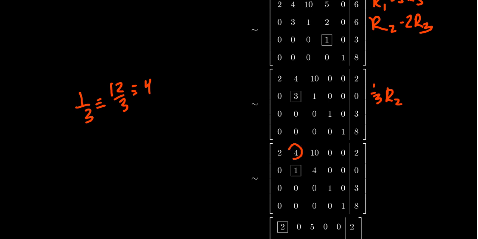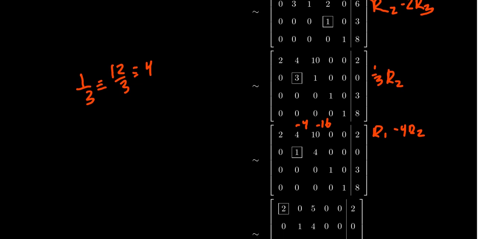So to get rid of this 4 right here, this is our last step. We're going to take row 1, subtract 4 times row 2. Because these are zeros, we don't have to worry about anything there. We have a negative 4. We're going to have a negative 16 right there, which again, as we're working, we'll just add them together. 10 minus 16 is a negative 6, and negative 6, if you add 11 to that, is a 5.